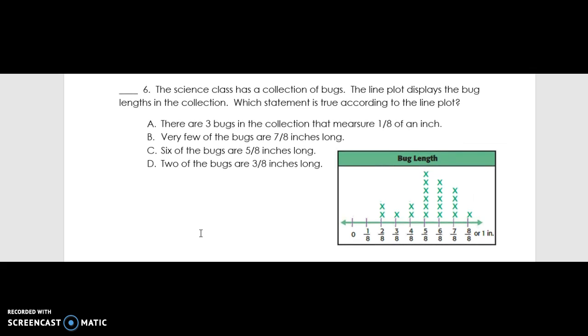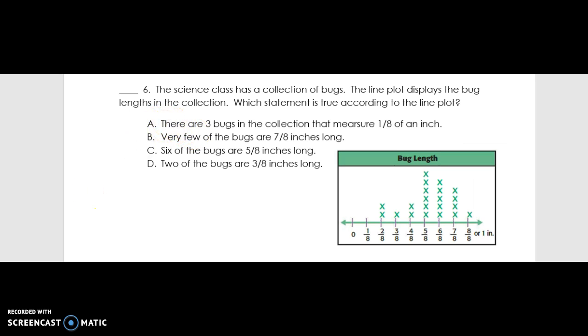Number 6. The science class has a collection of bugs. The line plot displays the bug lengths in the collection. Which statement is true according to the line plot? A, there are 3 bugs in the collection that measure 1/8 of an inch. B, very few of the bugs are 7/8 inches long. C, 6 of the bugs are 5/8 inches long. Or D, 2 of the bugs are 3/8 inches long.